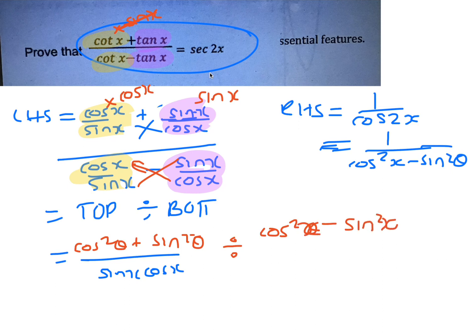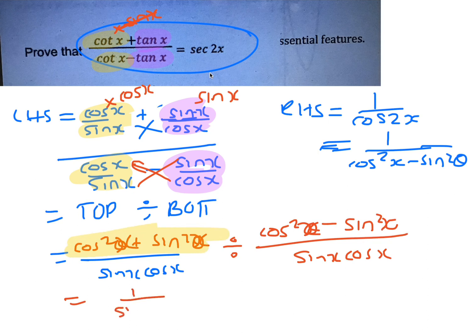They've got x, not theta. And that's all over sine x cos x. Now cos squared plus sine squared is equal to 1. So I'll just abbreviate that to 1. So it's 1 on sine x cos x.